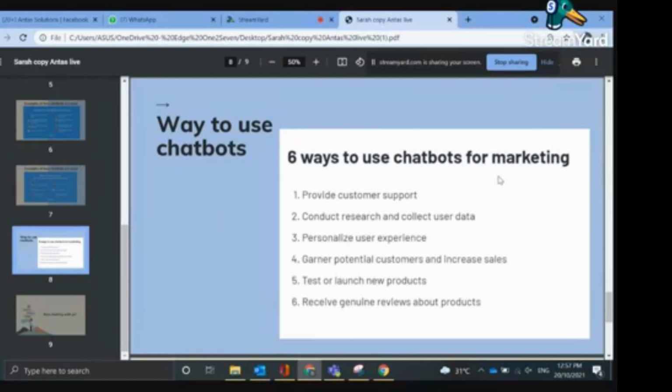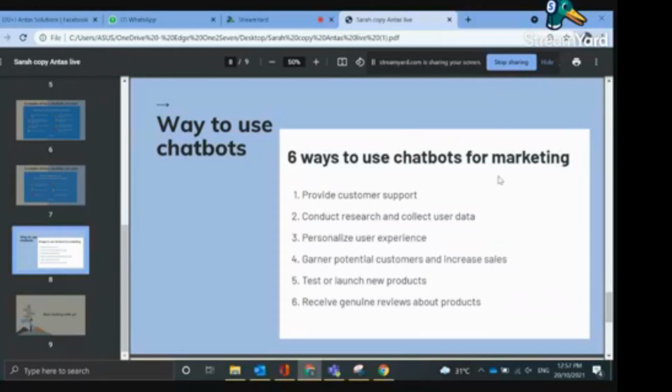Next is conduct research and collect user data. So as we talked about earlier, there are buttons and such, right? So you could actually ask questions and collect the data on how your customers are, and their behavior, what they use, based on the questions that you ask.